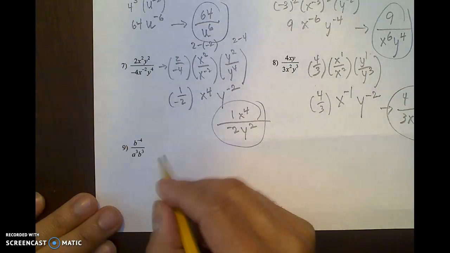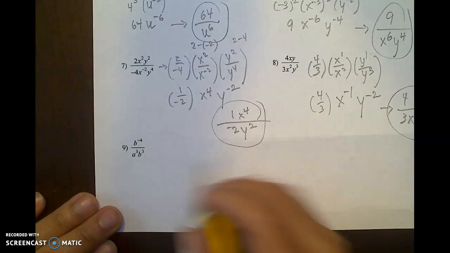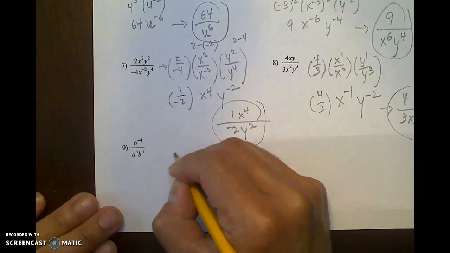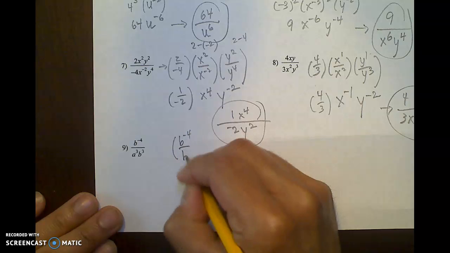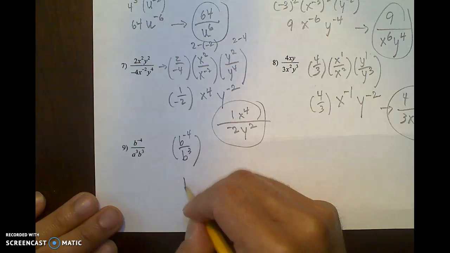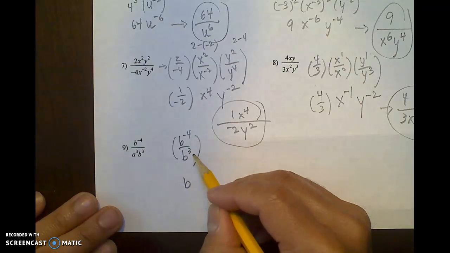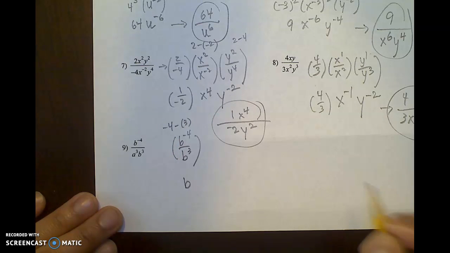All right, last example. The only thing that has common bases here are the b's. This a to the third we know is going to be in the bottom. Let me look at the b's, where we can use that rule. The quotient rule: keep the base, top minus bottom exponent. Negative 4 minus 3 is negative 7. Because that has a negative exponent, we know it's going to get flipped to the bottom.